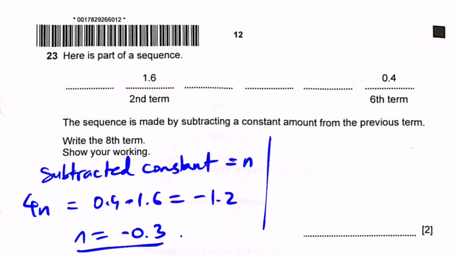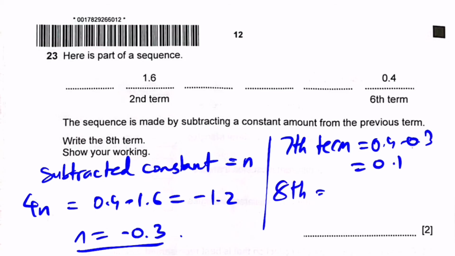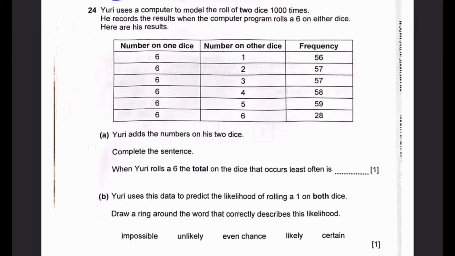So now the seventh term will be equal to 0.4 minus 0.3, which is equal to 0.1. The eighth term will be equal to 0.1 minus 0.3, which is equal to minus 0.2, and that's what we need in the question, so that's the answer. Let's go to question 24.